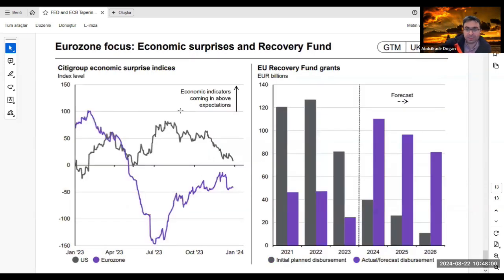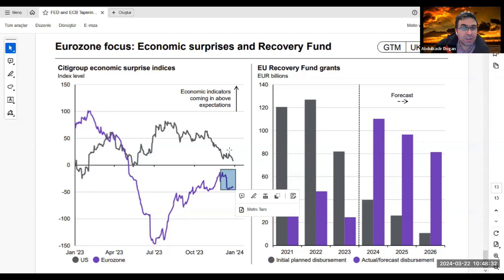And the last slide from my side today is the Eurozone economic surprises and the recovery fund. There's a really good chart here of the Citi Economic Surprise Index. The United States is black and the Eurozone is purple. The economic indicators are coming in above expectation here, but as you see, the Eurozone is not good in this sense, because especially in the last 2-3 months, the Eurozone economic indicators are worse than expected.